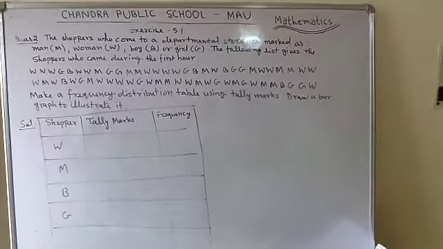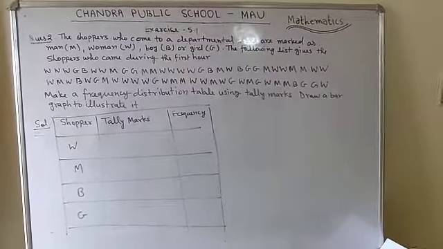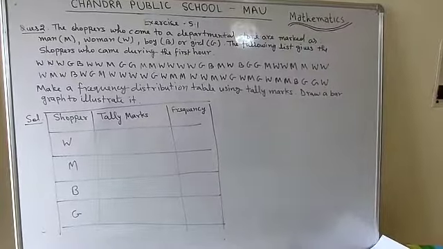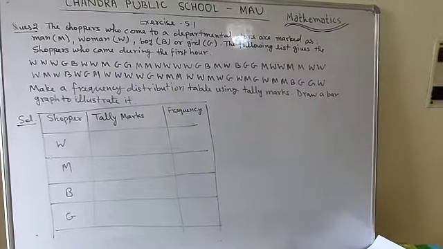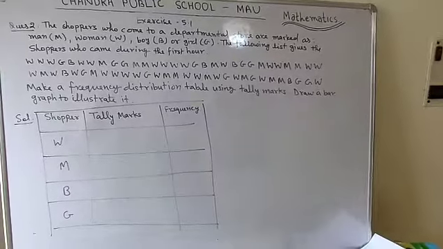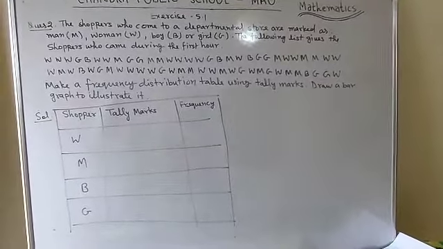Welcome students, here it is question number 2 of exercise 5.1. The shoppers who came to a departmental store are marked as M for man, W for woman, B for boy, and G for girl. The following list gives the shoppers who came during the first hour.